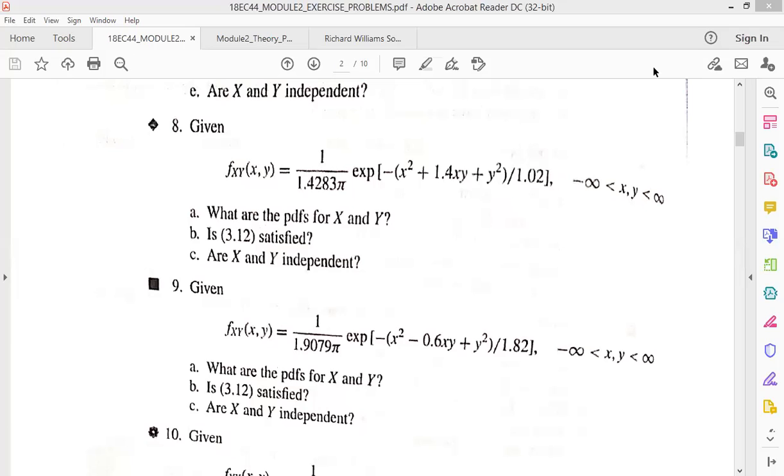Yes, ma'am. In the last class, we started with the problems on Module 2. So we'll continue with that. We were solving the problems on bivariate PDF and CDF. We'll continue with that. So now, copy question number 8.